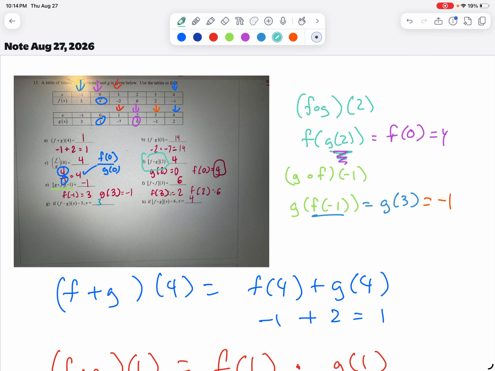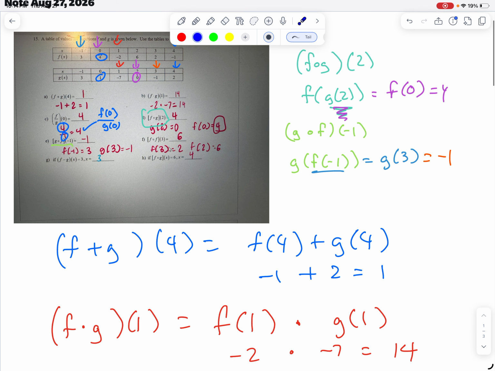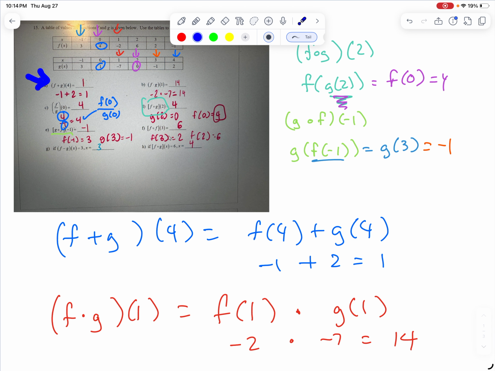Okay, so I actually had this recorded, but for whatever reason the audio didn't work, so I'm going to talk through my work. So the first one says f plus g of 4 is 1.